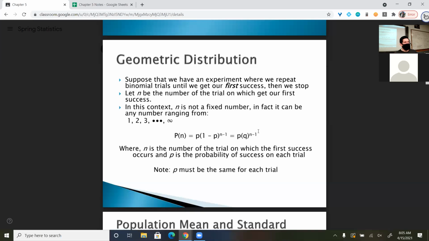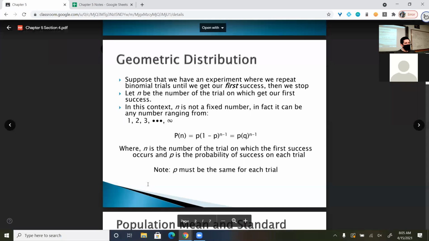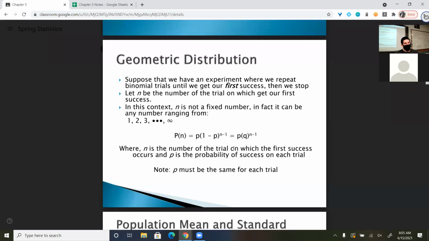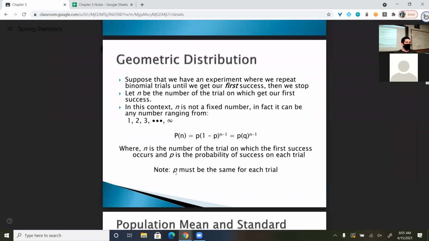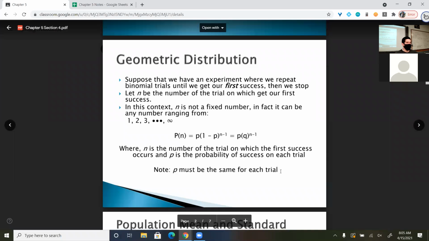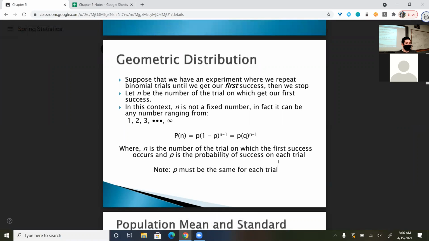And since you're going to fail every other time, that's why it's to the power of 1 less than the number of times you're trying. If you succeed on the 1st try, 1 minus 1 is 0, and q to the power of 0 would just be 1. So the probability of failure would then go away. So n is the number of the trial on which the first success occurs, and p is the probability of success. And yes, the probability of success is going to stay the same for each trial.